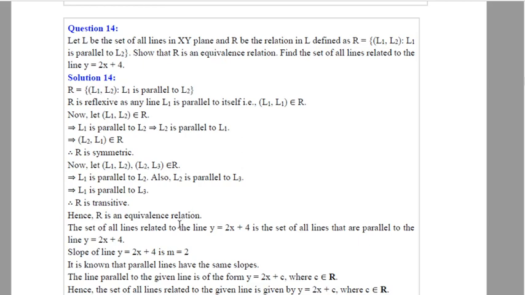The set of all the lines related to y = 2x + 4 is the set of all the lines that are parallel to the line y = 2x + 4. Here m equals 2. It is known that parallel lines have the same slope, so the lines parallel to the given line are of the form y = 2x + c, where c belongs to R. Hence, the set of all the lines related to the given line is given by y = 2x + c, where c belongs to R, because we must follow the parallel line condition.